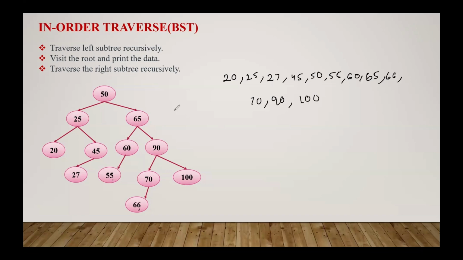So what is the advantage of in-order? If you traverse the binary search tree in in-order, you get the values sorted: 20, 25, 27, 45, 50, 55, 60, 65, 66, 70, 90, 100. So this is the way we can represent the tree by traversing either pre-order, post-order, or in-order. So three orders are possible. It only depends upon which place the root is present.